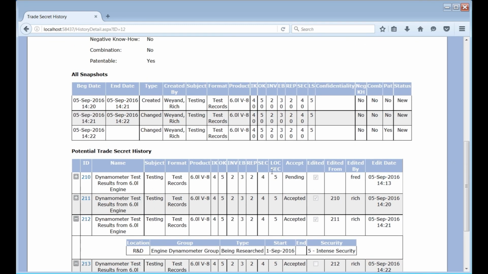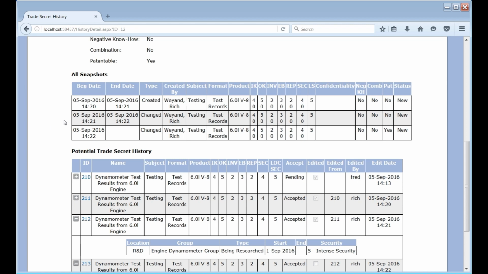Now, every time it does this, for every accepted trade secret, now 210 wasn't accepted, but 211 was. When 211 was created as an accepted trade secret, the system made a snapshot of that data. And so there was a beginning date and end date. It was created by me because I'm the one who accepted it. And it shows that data for 211, the accepted version right here.